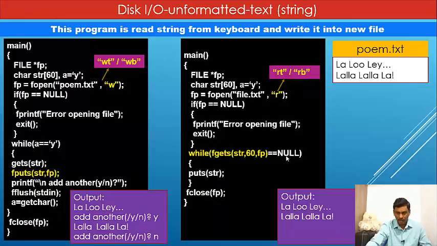Null not equal to null, condition false. It comes out of the loop. Here it is a typing error. We must put an exclamation symbol followed by equal, that is, not equal to.